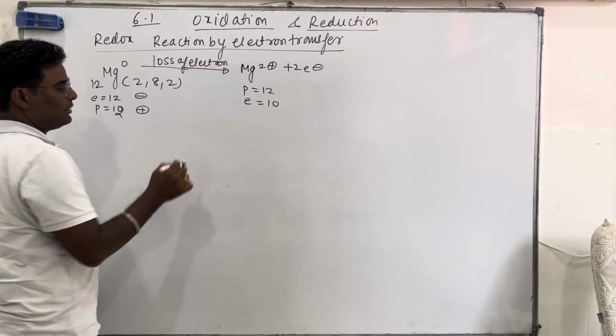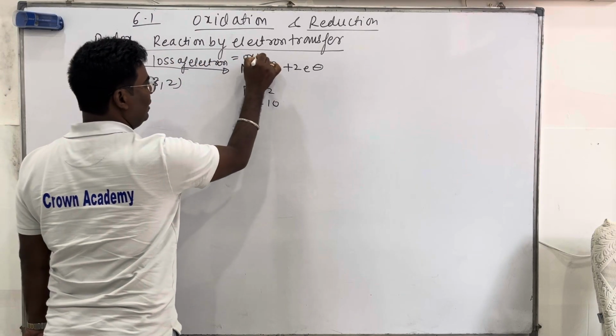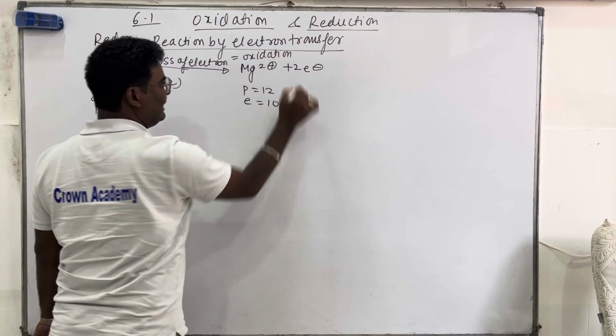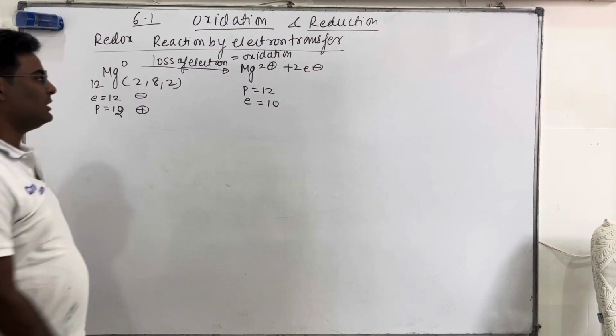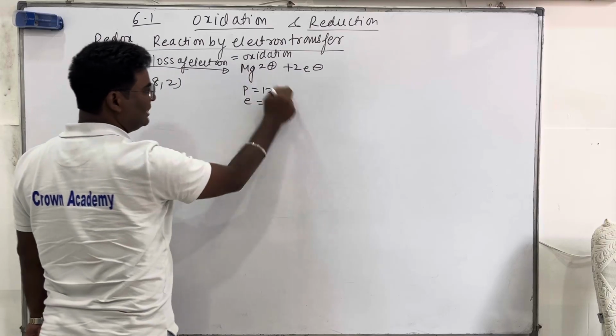After the loss of electrons, loss of electrons in chemistry is called oxidation. So magnesium has undergone oxidation, right? By losing the 2 electrons, it has got the positive charge.